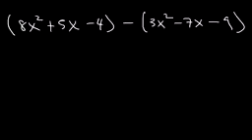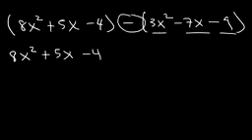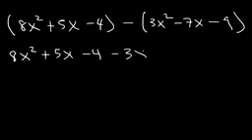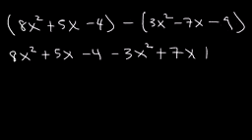Before we subtract, we should simplify. There's nothing in front of this parentheses on the left, so we can just rewrite it as 8x squared plus 5x minus 4. Now this negative sign, we need to distribute it to all three terms. So positive 3x squared will now become negative 3x squared. Negative 7x will change to positive 7x. And negative 1 times negative 9, that's positive 9. So you can view this as the negative 1 being multiplied to all three things inside.